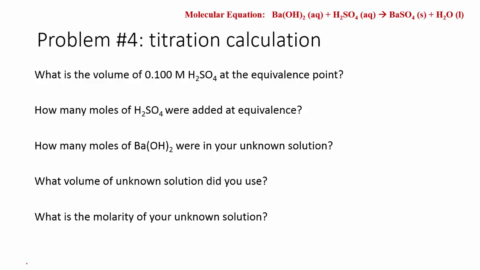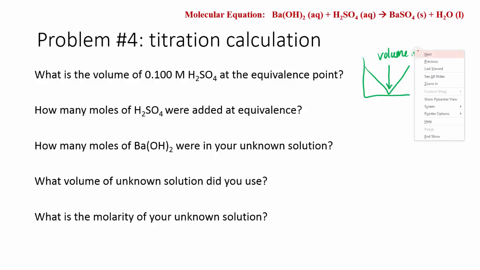So thinking about what we can do with calculations here. We can do a titration calculation with this as well as a gravimetric analysis titration. So walking through these steps, what is the volume of H2SO4 at the equivalence point? So what you want to do here is you want to look at your graph. And this volume right here at the dip, that is going to be your volume at equivalence.